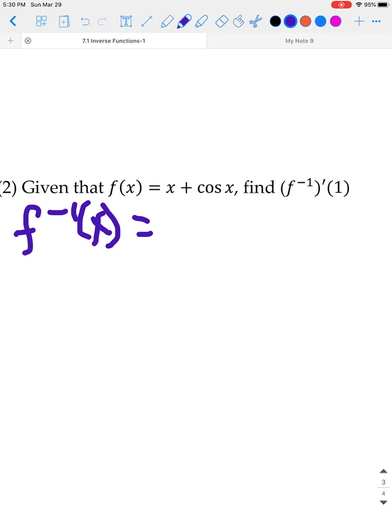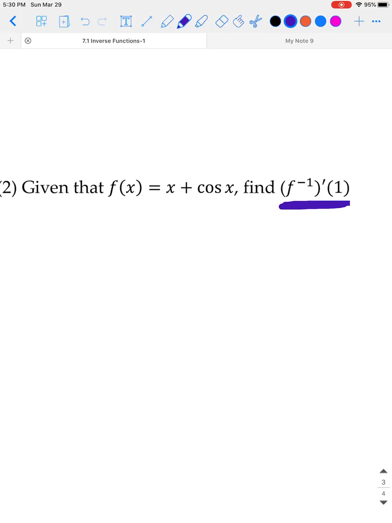So is there any way I can isolate x in this expression? Doesn't look like I'm going to be able to. Looks like I'm going to be stuck. So there's no algebraic way of finding f inverse in this case. There's no algebraic function that represents the inverse of this expression. So how will I go forward?